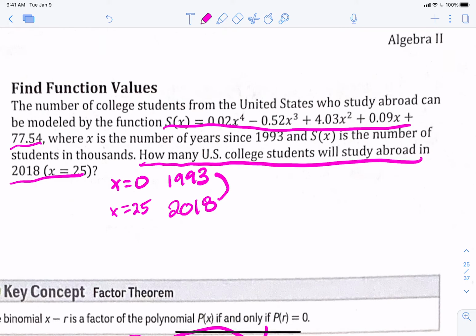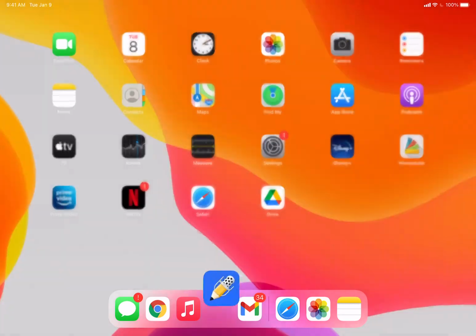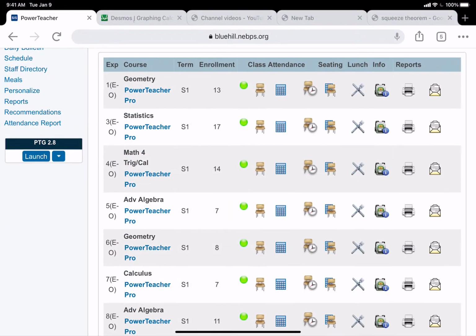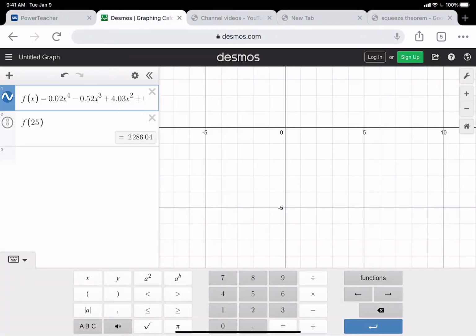How many years past 1993 is 2018? 2018 minus 1993 is 25 years, okay? So what we want to do is plug 25 in for x, there and there and there and all the places, right? I'm going to do that for you because we did it earlier on Desmos. So here we go. Will you check this equation, though, to make sure that we have it right?